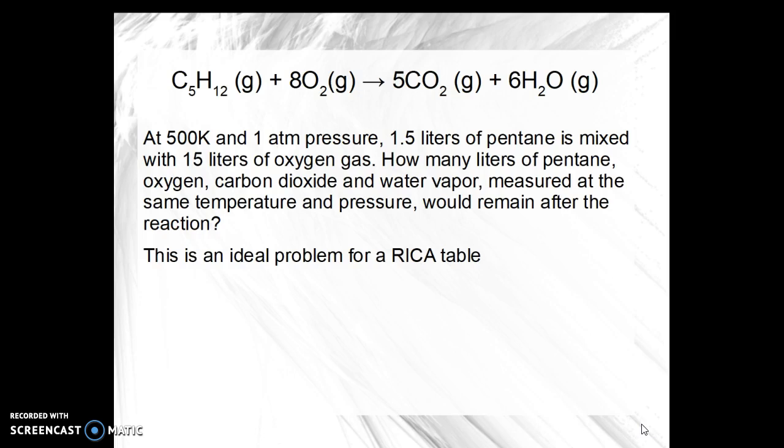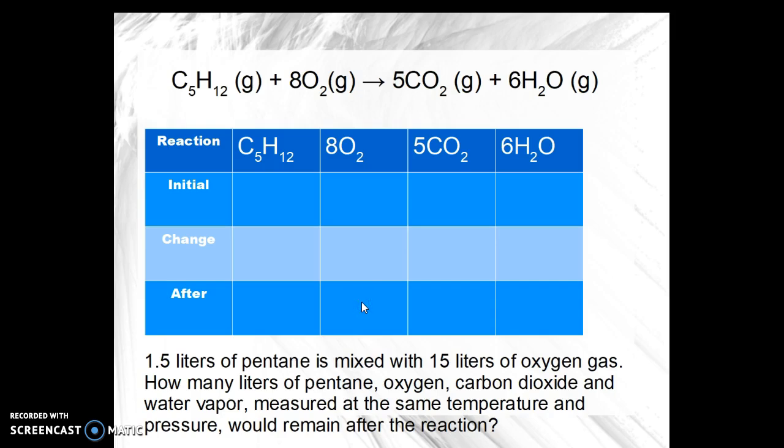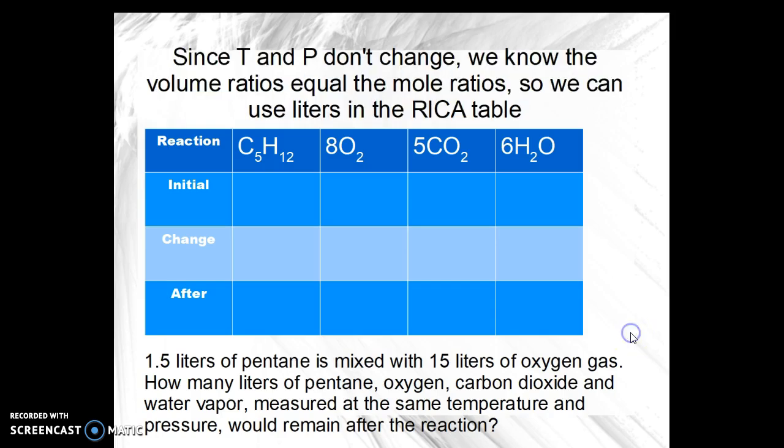This is an ideal problem for a RICE table because we want multiple answers here. And so here's your RICE table. The reaction is always written with the coefficients on the chemicals, and so we have that on the top line, the R line. And the problem is given down at the bottom so you can follow it. Now, since temperature and pressure don't change, we know that the volume ratios that we see here are going to be the same as the mole ratios. That way we can use liters, not moles, in the RICE table.